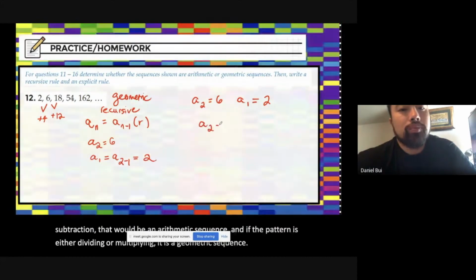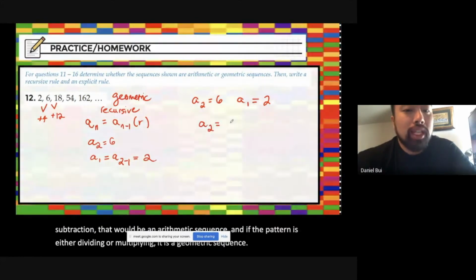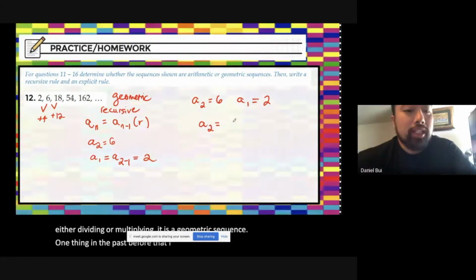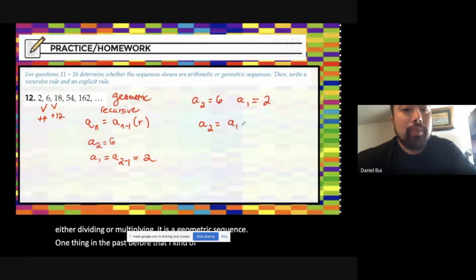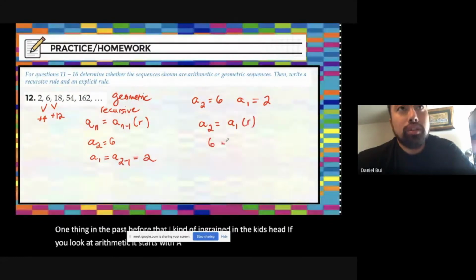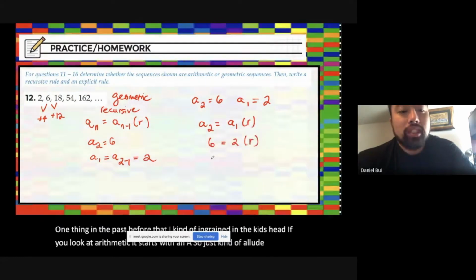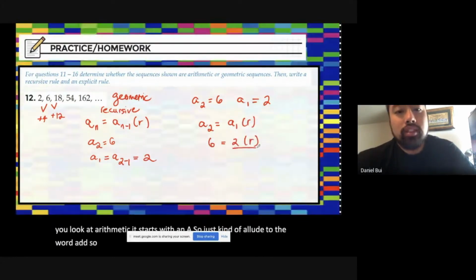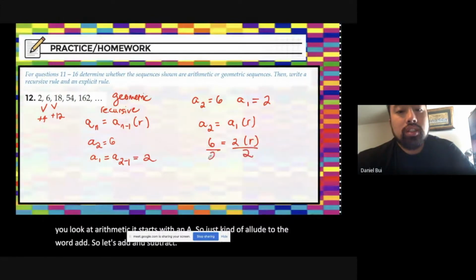One thing in the past that I kind of ingrained in the kids' heads: if you look at arithmetic, it starts with an A. So just kind of allude to the word add. So it's add and subtract. So if that helps.